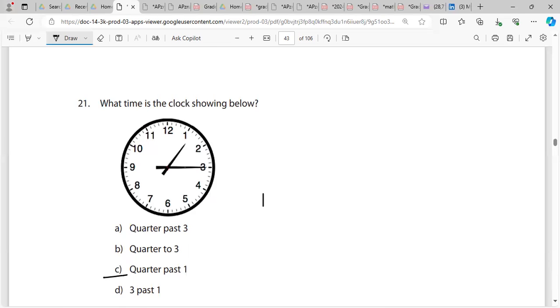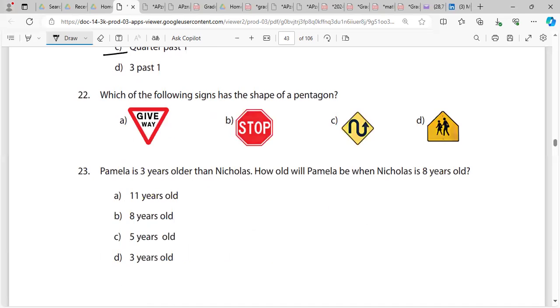Alright, let's go. 22 says, which of the following sign has the shape of a pentagon? Now, pentagon has 5 sides, so let's just count them. I'm thinking 1, 2, 3, 4, 5. I'm thinking it's D. Correct me if I'm wrong.